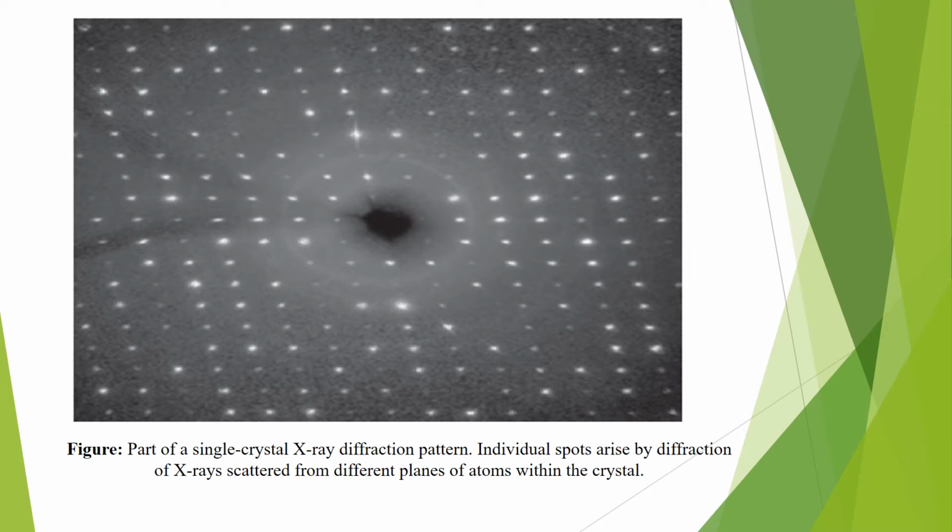So here we have a figure which is showing part of a single crystal X-ray diffraction pattern. Here individual spots arise by the diffraction of the X-ray scattered beam from different planes of atoms within the crystal. Such spots that occur on the detector or the film are known as a diffraction pattern, and by using this diffraction pattern we get detailed information about the structure of the crystal or crystal lattice.